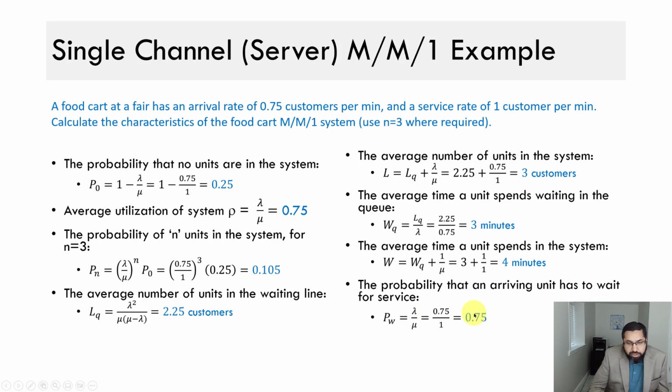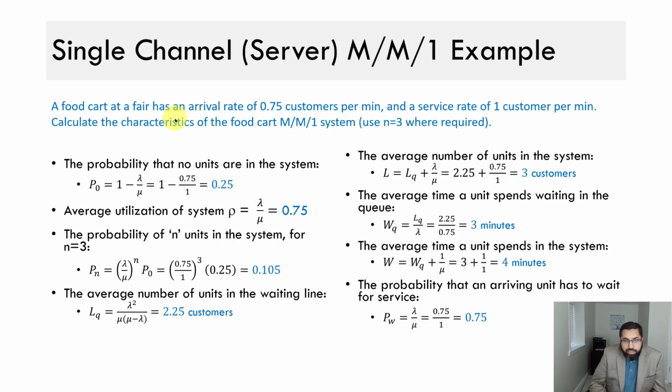So 75% of the customers who come to the food court have to wait some amount of time before they are served. But 25% of the customers, when they arrive at the food court, there's nobody there and they get served immediately. So all of these statistics that we have computed about the simple food court system can help us manage things better. You can ask what if questions.